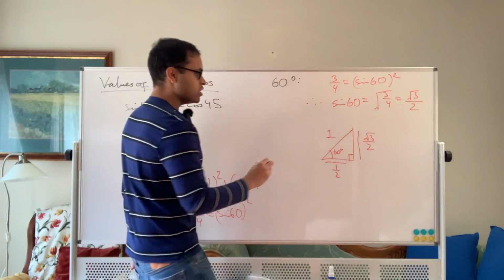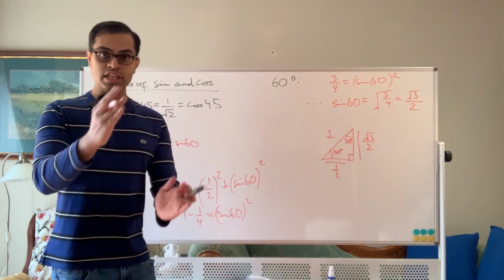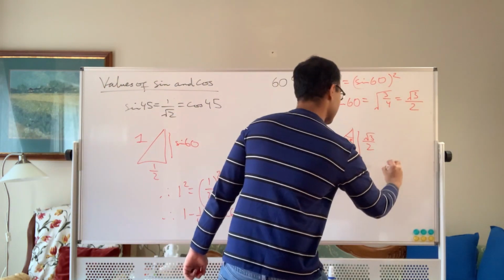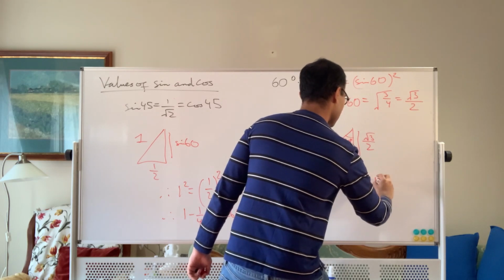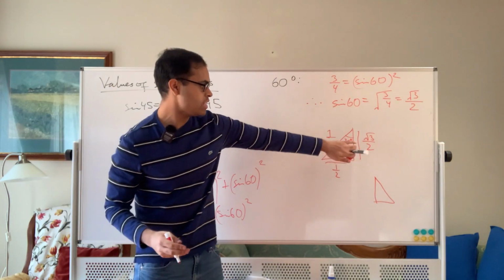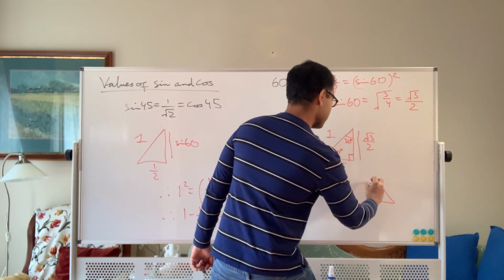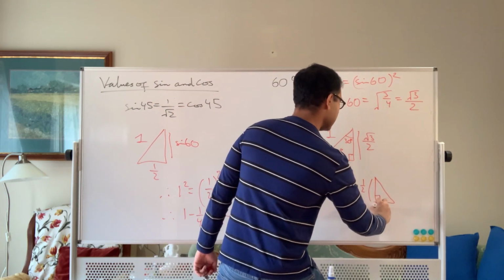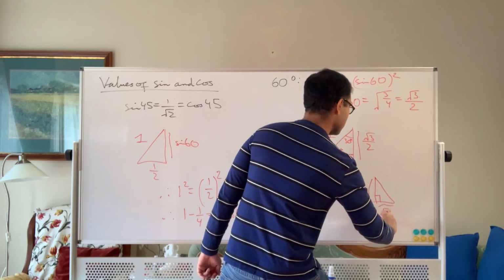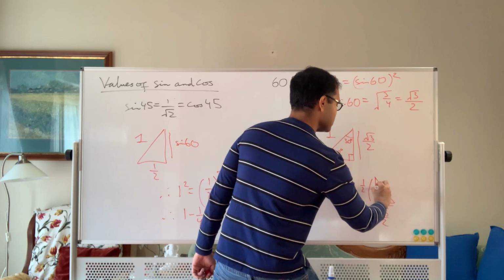But now, because you know the last angle is 30 degrees, you can flip the triangle, you can rotate the triangle, okay? So if you rotate the triangle, I'm just going to rotate it 90 degrees clockwise. When I do that, this length is 1/2, and this length is going to be root 3 over 2. And now this angle is going to be 30, and this angle is going to be 60.